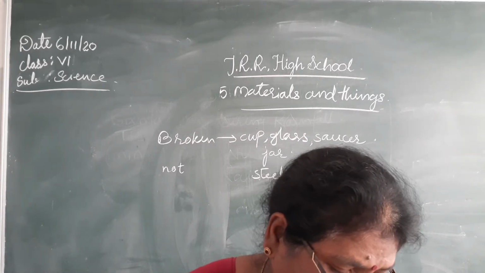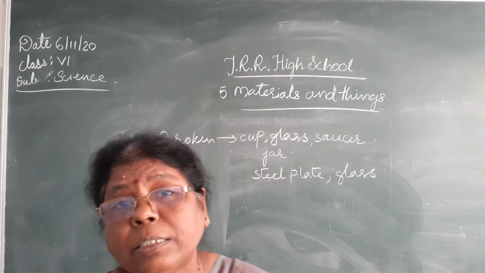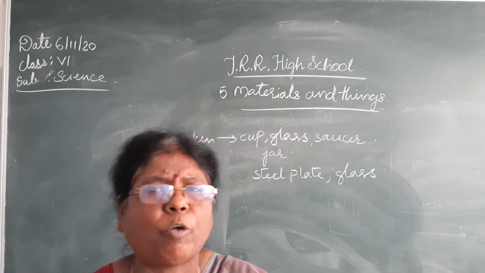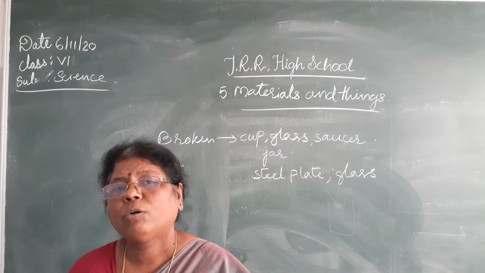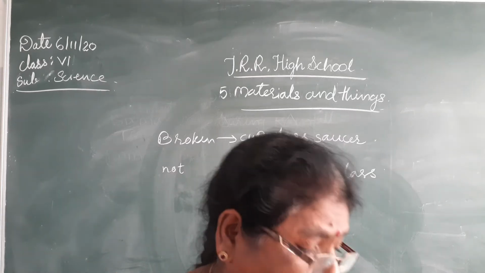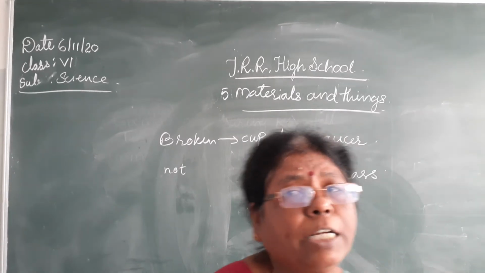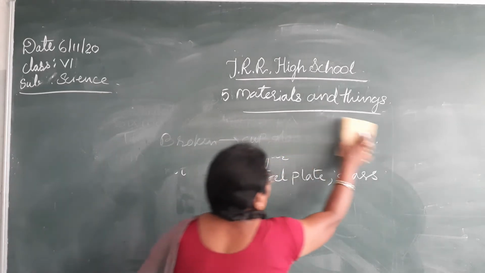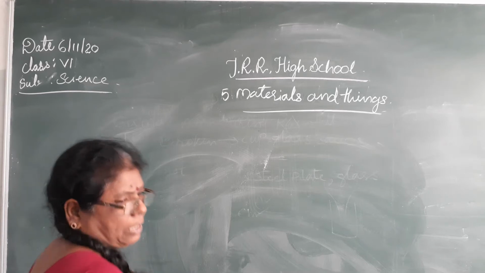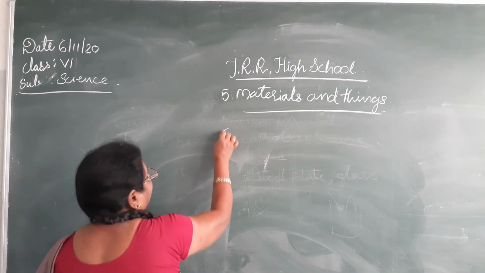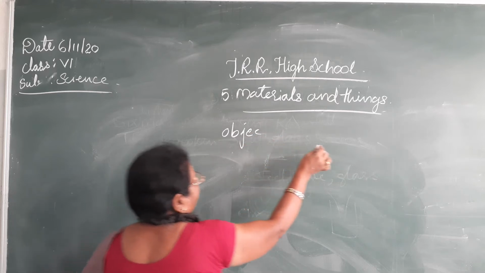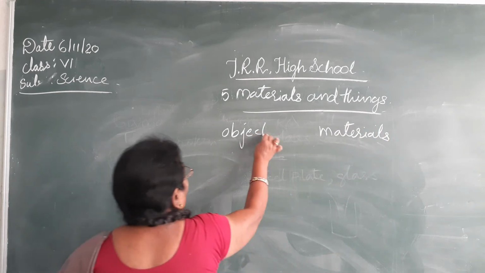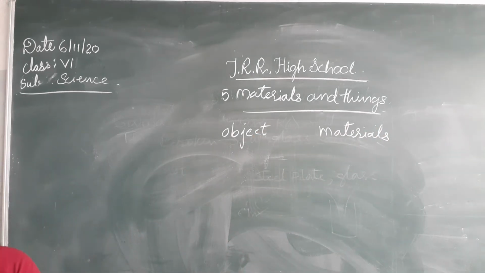Now here we'll see how to name the materials. Some objects are made up of more than one material, and some objects are made up of only one, isn't it? Here I will show you the objects which are made up of more than one material or only one material. Objects and materials. For example, door.